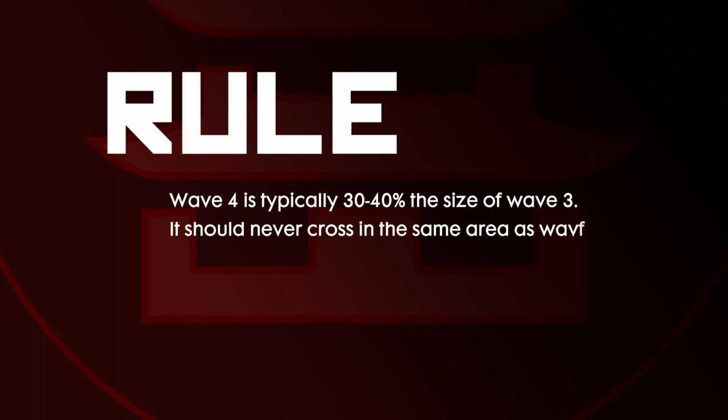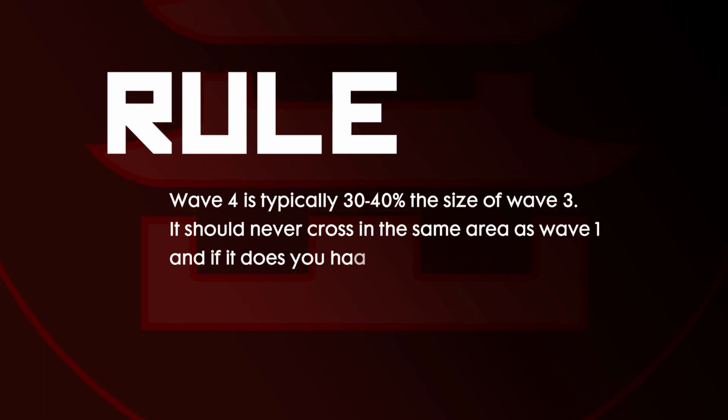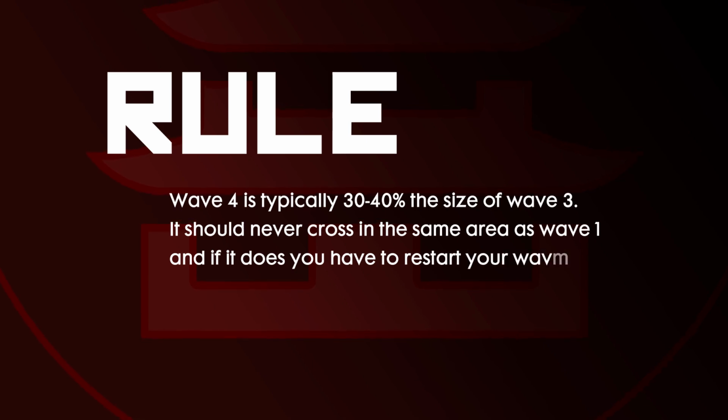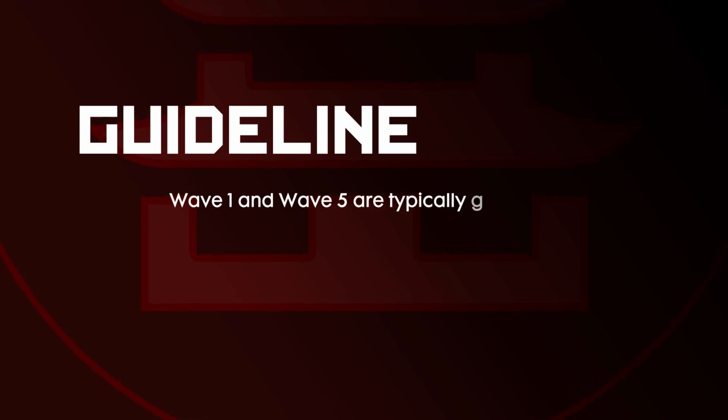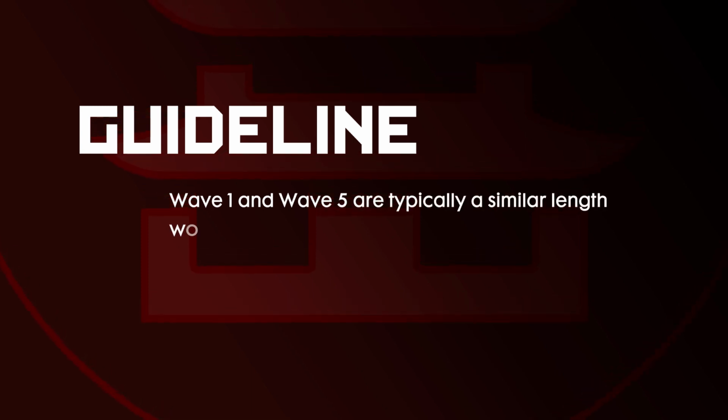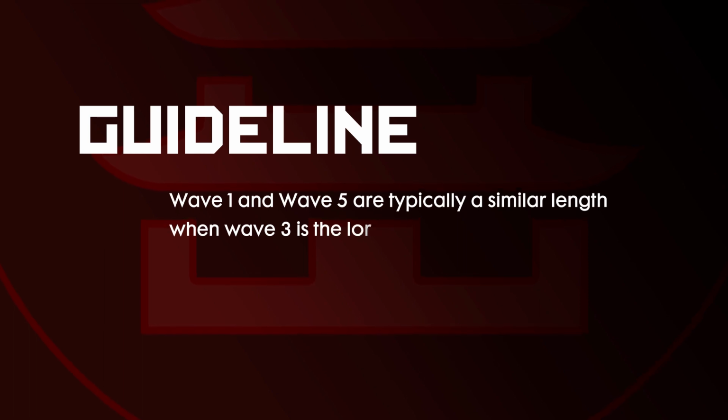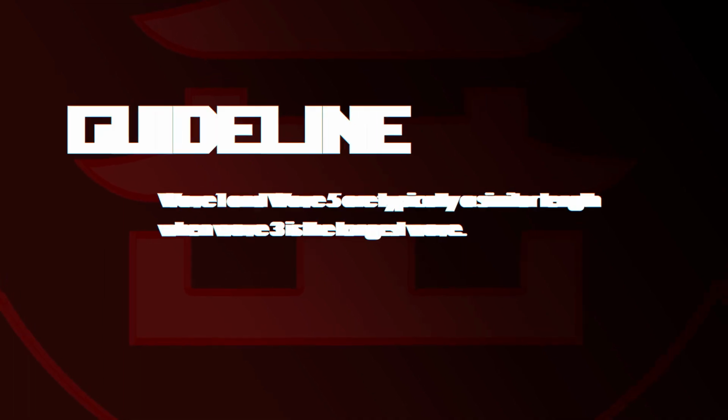It should never cross the same area as wave 1, and if it does, you guessed it, you gotta restart your wave count. As a guideline, wave 1 and wave 5 are typically a similar length when wave 3 is the longest wave.